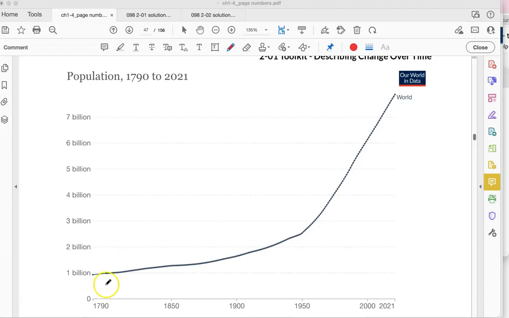Well, what changed is that I didn't start way back at 10,000 BC. Now the data is simply starting in 1790, so relatively recently. I would say that this is a zoomed in version of our previous graph. The vertical axis is exactly the same, but the horizontal axis is a little bit different.